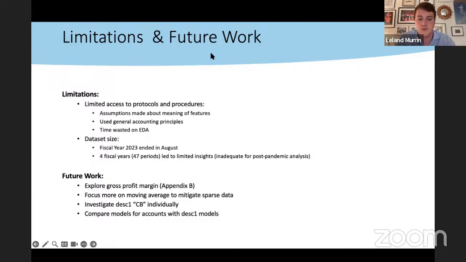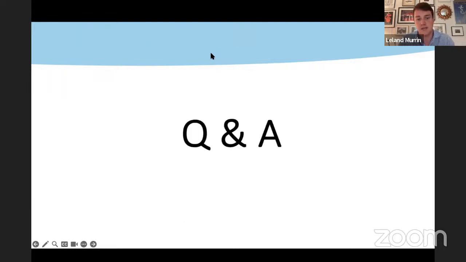Here was mostly done through description ones models, split up, using the clustering methods that we saw, since those were more significant, but could definitely compare some models for accounts and description ones. And with that, I'll open up to Q&A. Thank you for listening.